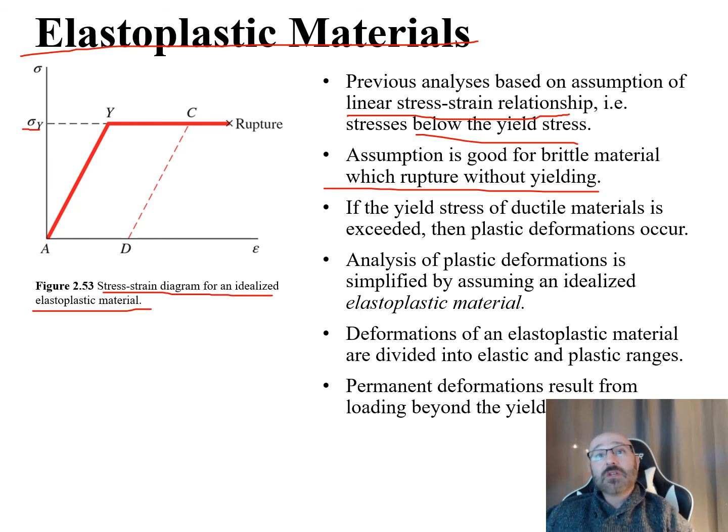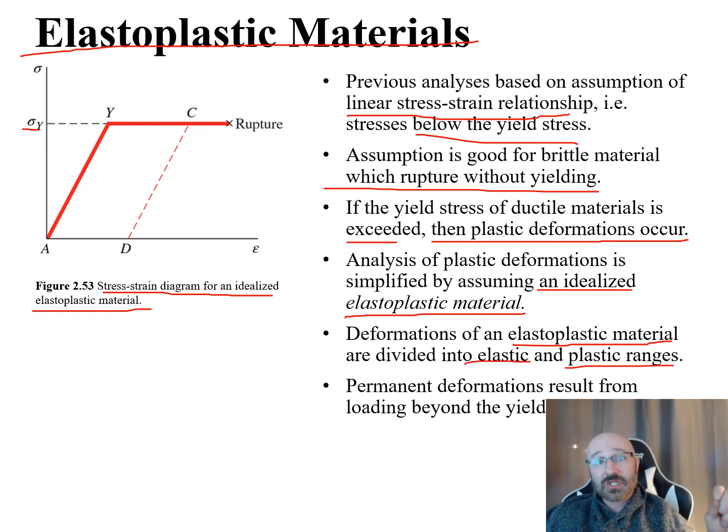Now, if the yield stress of a ductile material is exceeded, then plastic deformation is going to occur. The analysis of plastic deformations is simplified by assuming an idealized elastoplastic material. The deformations of this elastoplastic material are divided into the elastic and plastic ranges. The permanent deformations result from loading beyond that yield stress. So that's what we're talking about here.